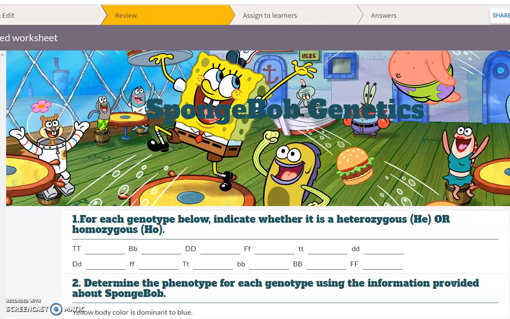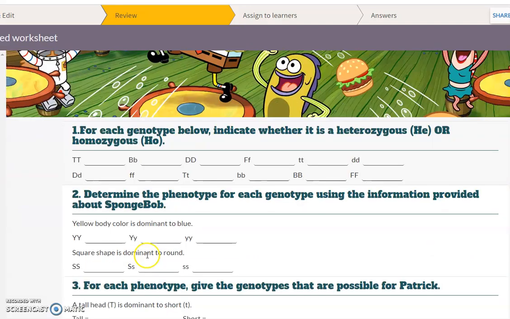Okay, I've got a little practice worksheet for you to work on here with good old SpongeBob and the basics of genetics. So for this first part here, you are given a series of genotypes and you're to figure out if it's heterozygous. If it's heterozygous, you put a HE. If it's homozygous, you put a HO.